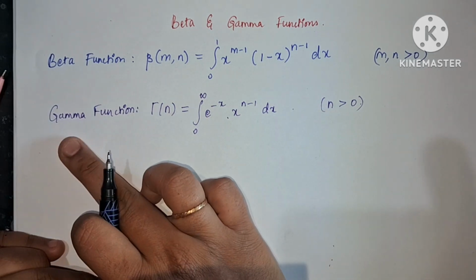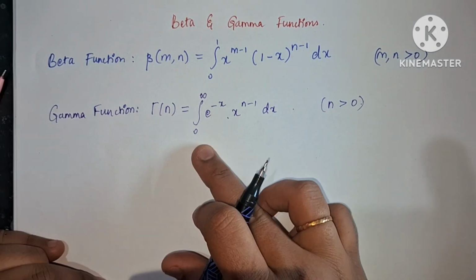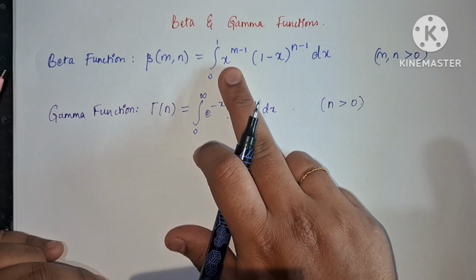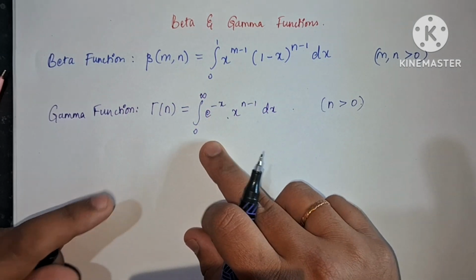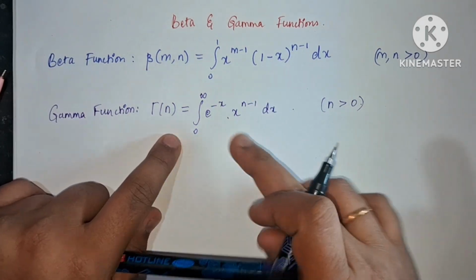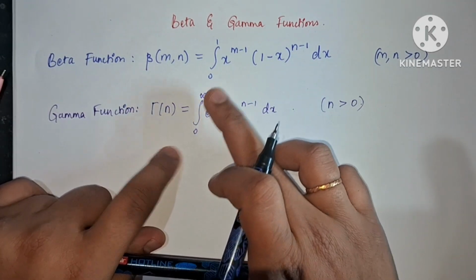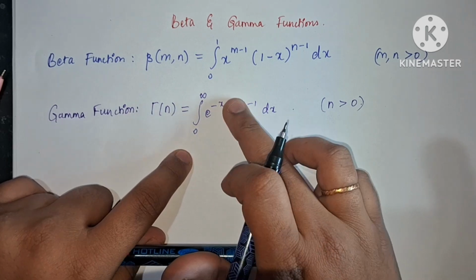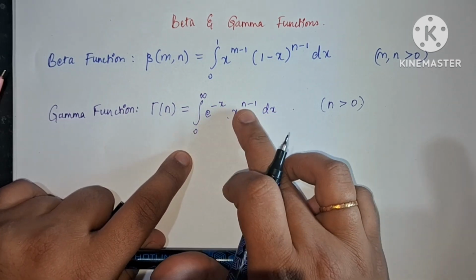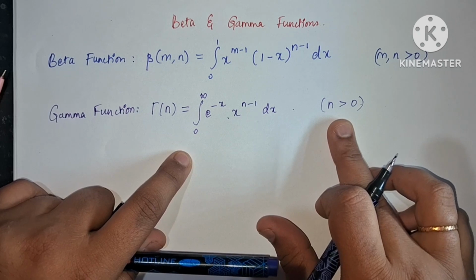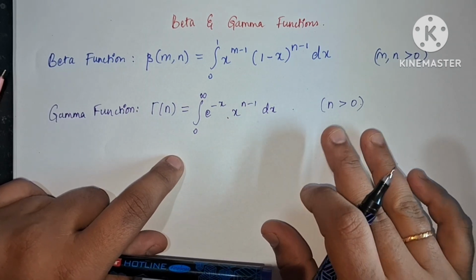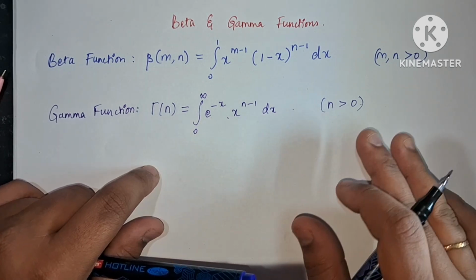So our gamma function is defined as gamma of n equals the integral from 0 to infinity. Here it is a definite integral, and in the beta function also it is a definite integral, but the range is wider in the gamma function compared to the beta function. It takes values from 0 to infinity of e to the power minus x times x to the power n minus 1, dx, and this n value will be positive. This won't be negative. Therefore, we will be considering a positive value.